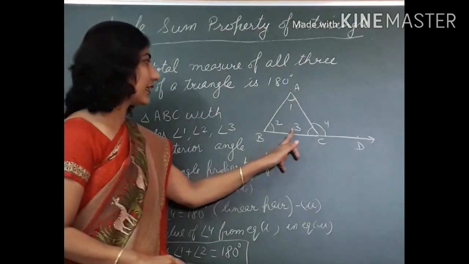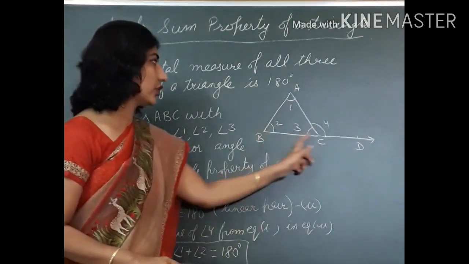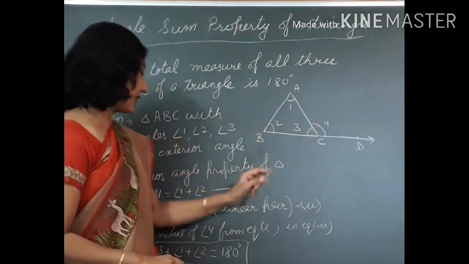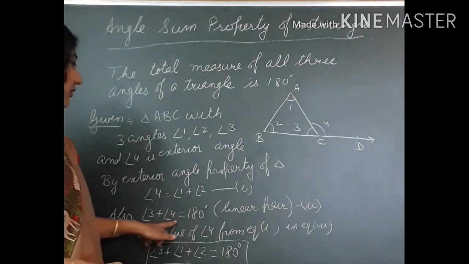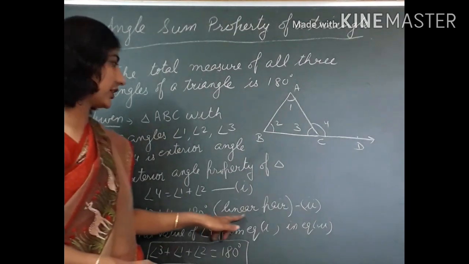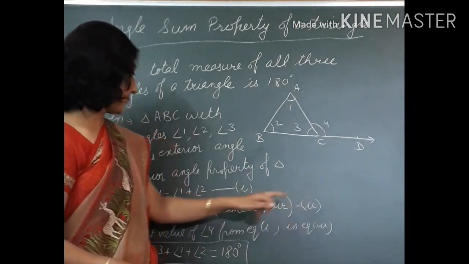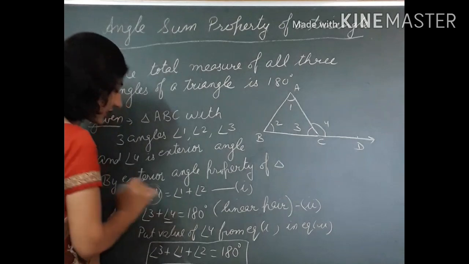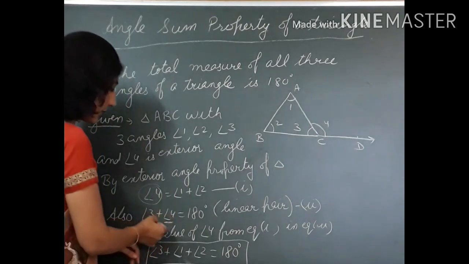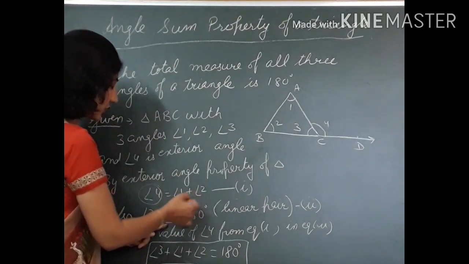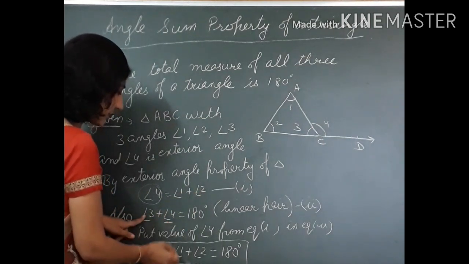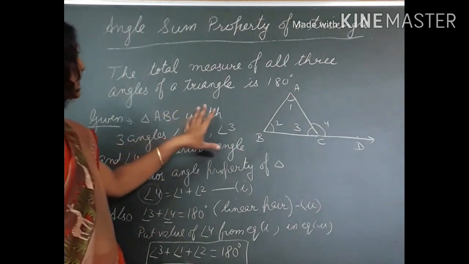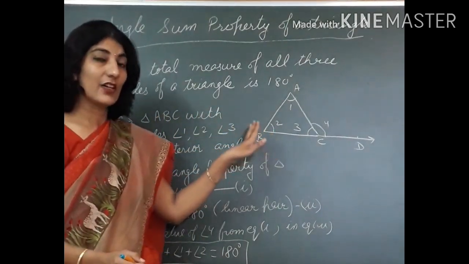Also you know that this angle 3 plus angle 4 together, they are on a straight line, they are making an angle of 180 degrees, which is the linear pair property. So I have written that also. Angle 3 plus angle 4 equals 180 degrees according to linear pair, equation number 2. Now this value of angle 4 from this equation, I will put in this equation. Angle 3 plus angle 4. In place of angle 4, I will write angle 1 plus angle 2. So angle 3 plus angle 1 plus angle 2 equals 180 degrees. Hence we have proved that the sum of all the three angles of a triangle is 180 degrees.